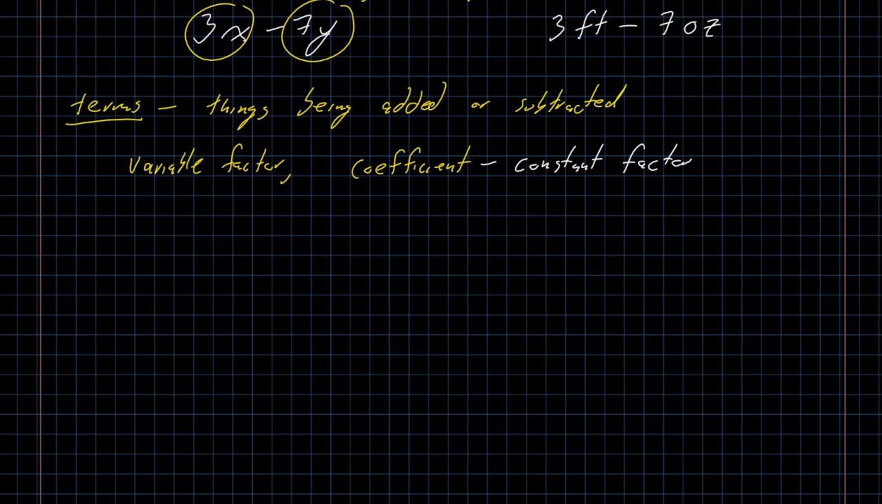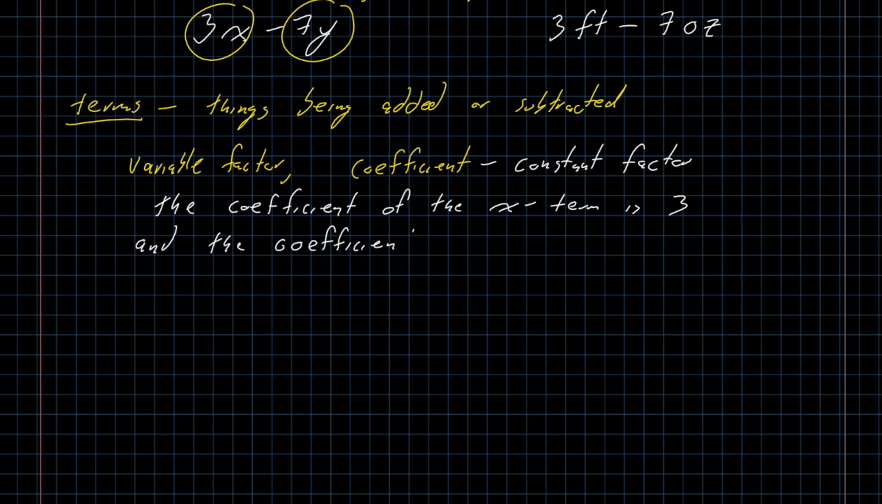Looking at this expression, I might say something like the coefficient of the x term is 3, and the coefficient of the y term is negative 7. I would never write that out, but that might be something I say about my statement.